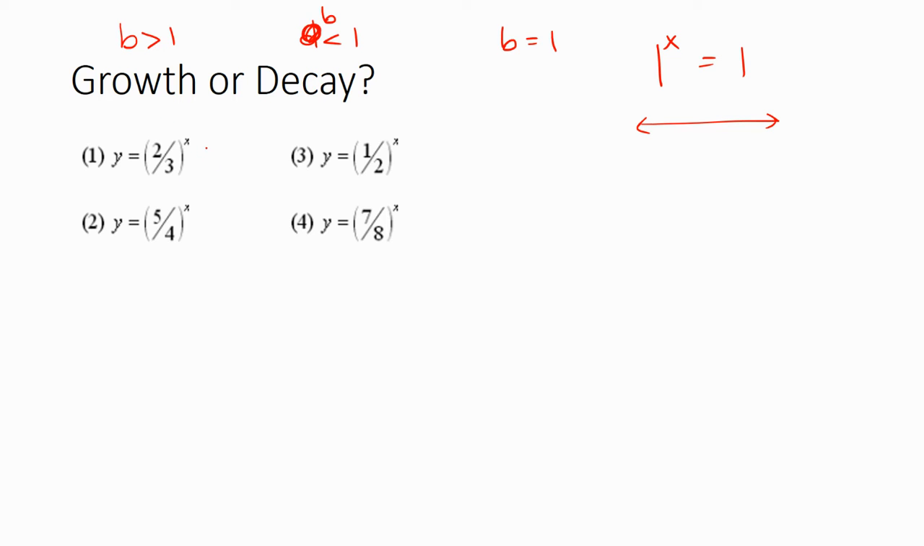So this one is going to be decay because 2/3 is less than 1. This is growth because 5/4 is greater than 1. And then these both are decay.